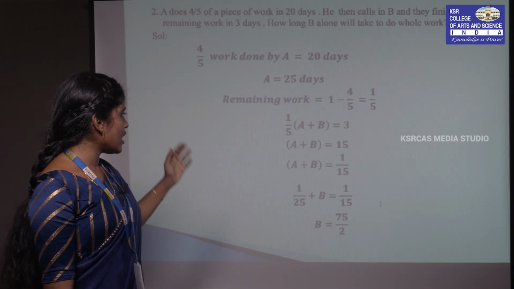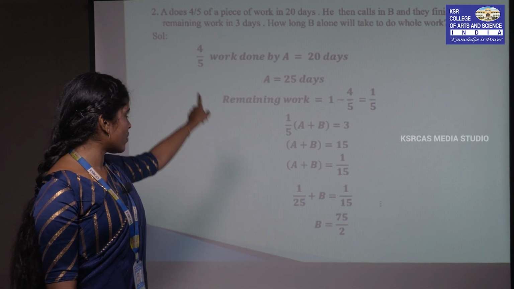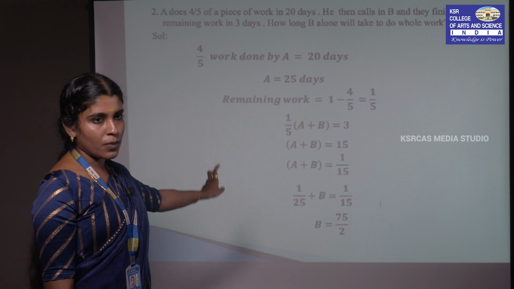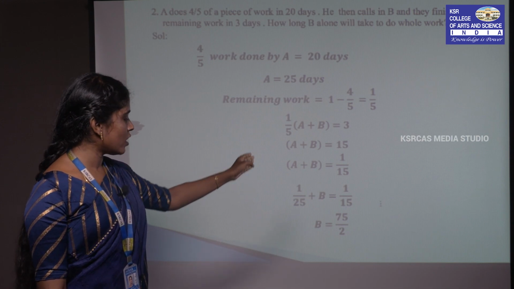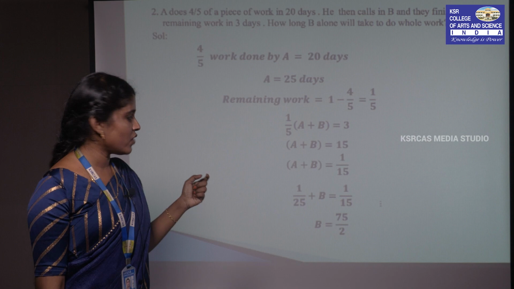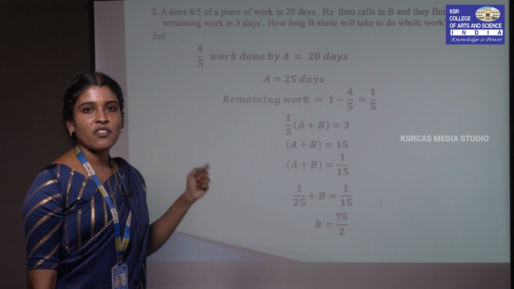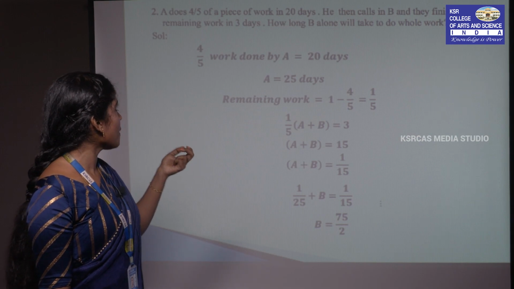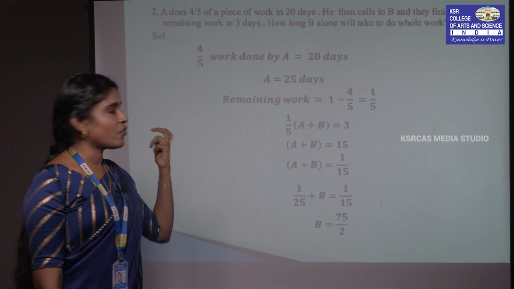So we can replace A's 1 day work in this first equation, A plus B equal to 1/15. So replacing, 1 divided by 25 plus B equal to 1 divided by 15. After simplifying, we get the answer: B takes 75 divided by 2 days to complete the work. So this problem is based on fractions.